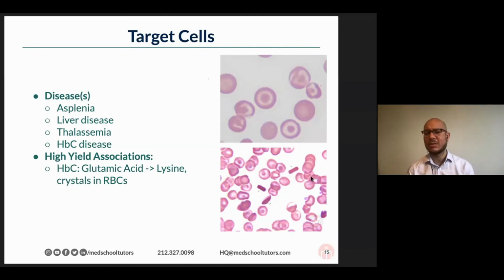Just because hemoglobin C disease is something that folks don't think about often, I think of it as similar to sickle cell disease, except that the amino acid substitution is glutamic acid to lysine as opposed to valine. And the bottom picture shows some of the crystals that can be associated with the diagnosis of hemoglobin C disease. Wonderful.